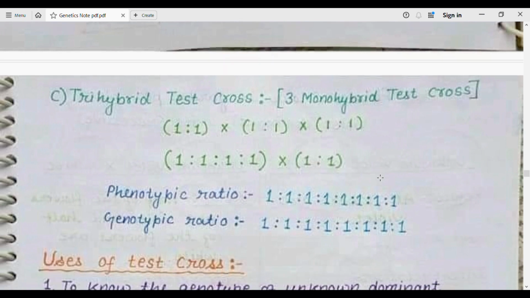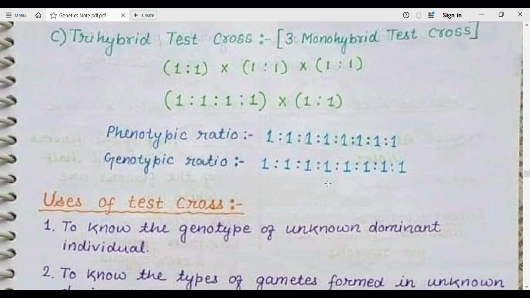As we know, the monohybrid test cross genotypic and phenotypic ratio is 1:1. So 1:1 is crossed two more times to produce the trihybrid test cross. That gives eight classes, approximately 1:1:1:1:1:1:1:1. Here the phenotypic ratio is equal to the genotypic ratio within the trihybrid test cross.